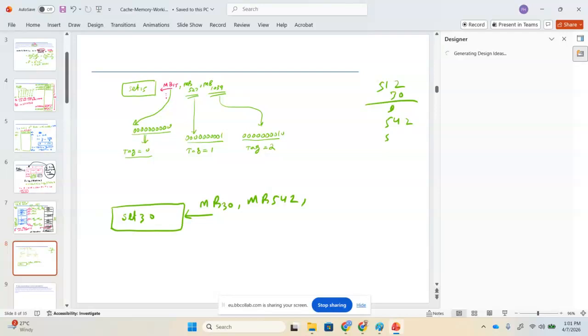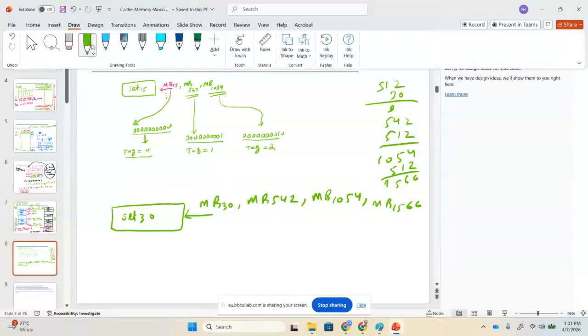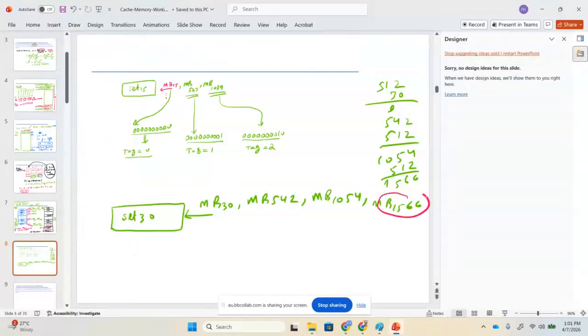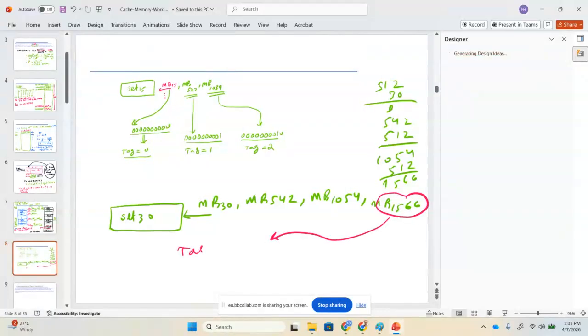So 542, and if we add 512 here, this will be 1054, and MB1054. And if we add 512 here, it will be 1566. So MB1566. What will be the tag of this? Can you tell me? All zeros, then 1, 1. So 3. Very good. So it will be 0, 0, 0, 0, 0, 0, 0, 0, 1, 1. So this tag will be equal to 3.